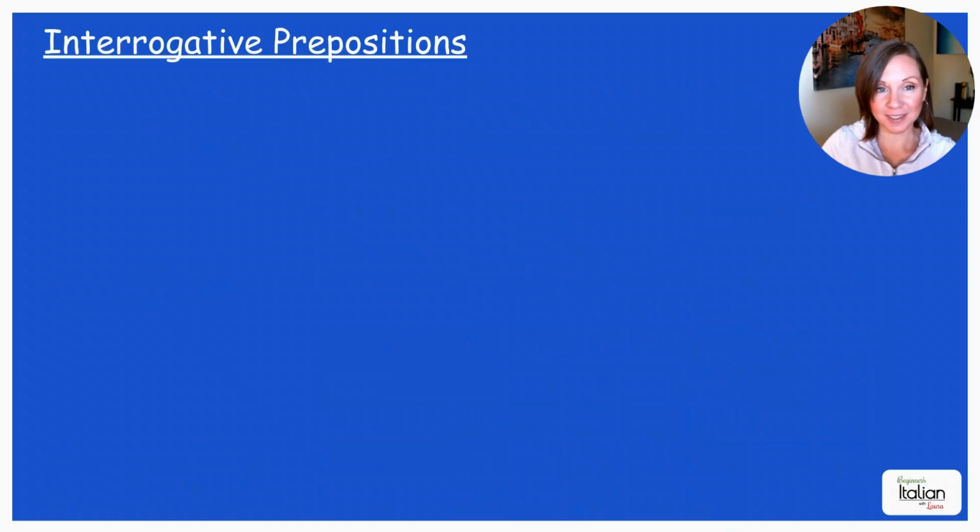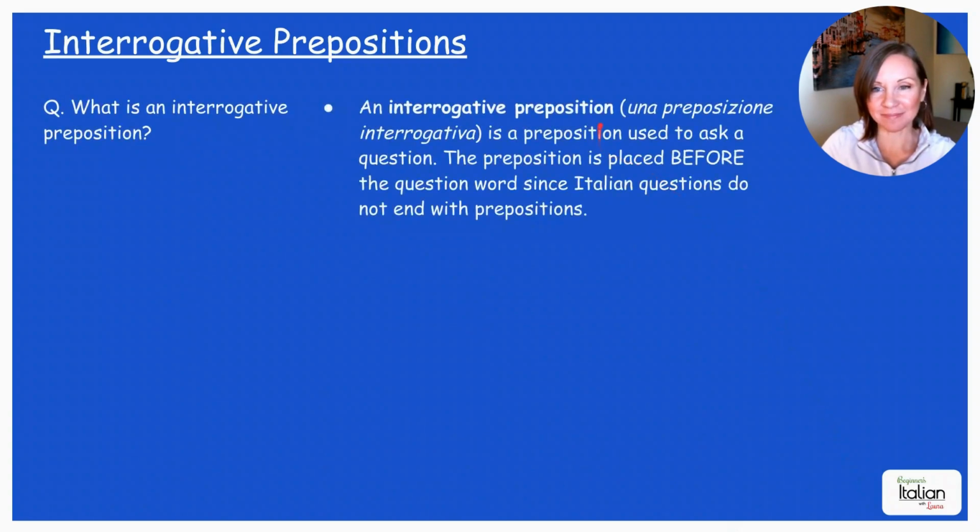Interrogative prepositions. What is an interrogative preposition? An interrogative preposition, una preposizione interrogativa, is a preposition used to ask a question. If you recall from English grammar, an interrogative sentence means a question sentence. The preposition is placed before the question word since Italian questions do not end with prepositions like we commonly use in English.